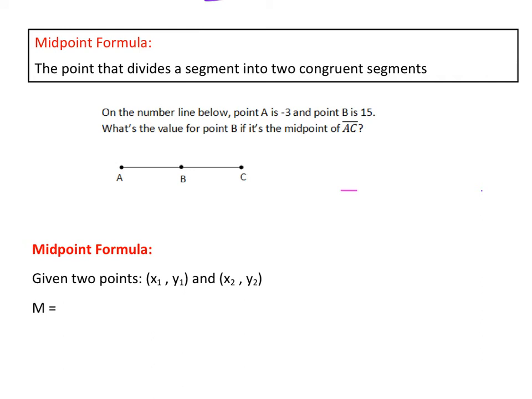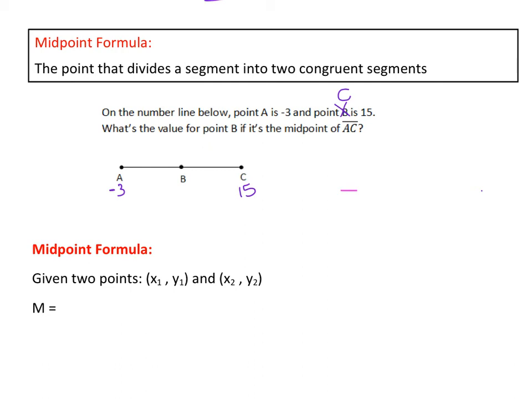Let's see here. We'll look at this example. On the number line below, point A is -3, so I'm going to go ahead and label that. Let's say this is -3, and point B is 15. Instead of B, let's say that point C is 15. Sorry about that, so make that change in your notes. Point C is 15. What's the value for point B if it's the midpoint of AC?